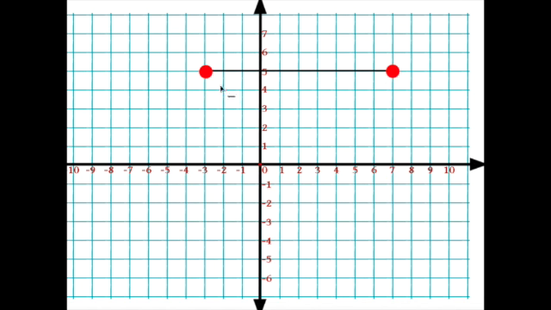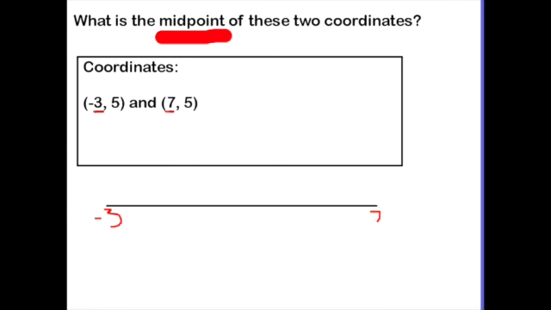However, it's not that simple. I don't have to just find the gap from -3 to 7. I actually need to find the middle point. As we can see there, the midpoint will be 2, 5. So it would actually be 2 for the x coordinate. But actually, I don't have a grid, so I need to decide how I'm going to work it out.